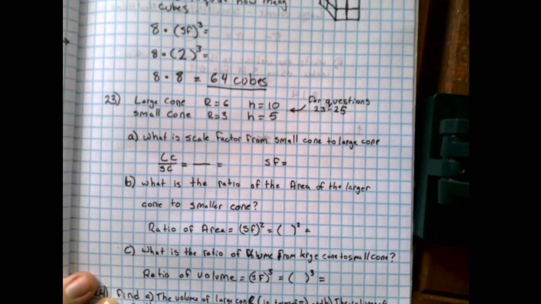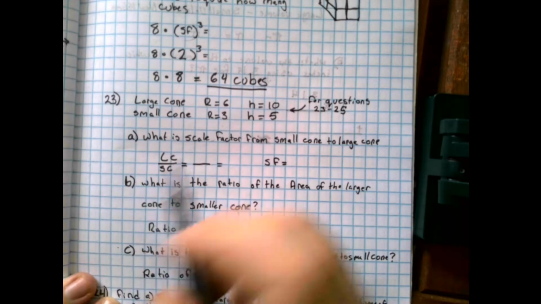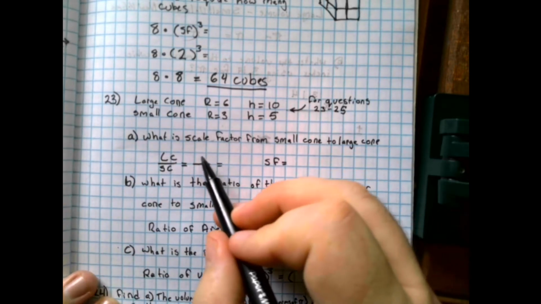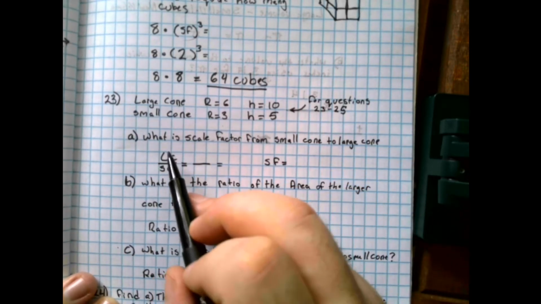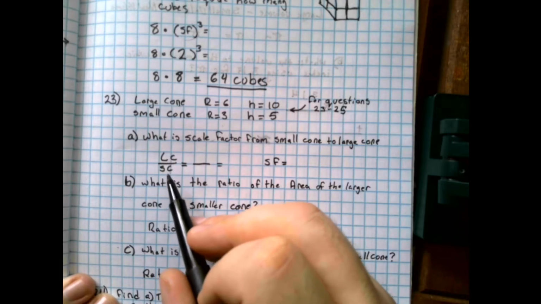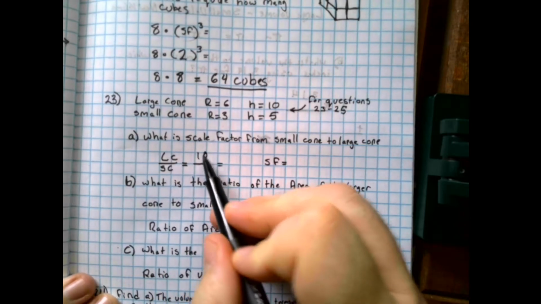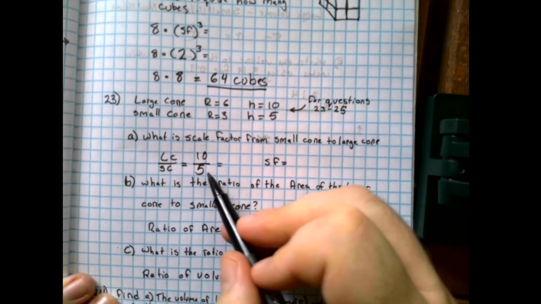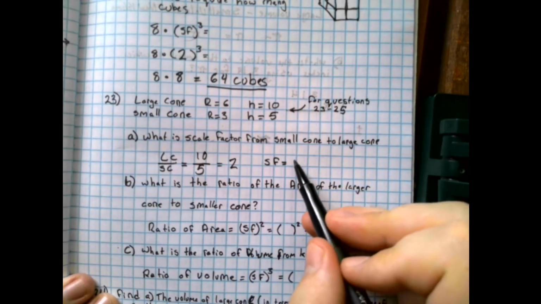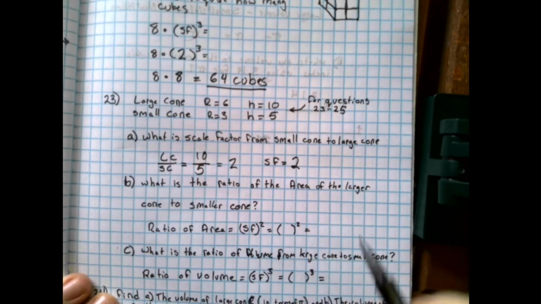Now, question A says, what is the scale factor from the large cone to the small cone? Well, to find that, all you have to do is put any dimension from the large cone over any dimension from the small cone. I'm going to use the height, so 10 over 5. 10 divided by 5 is 2, so our scale factor is 2.